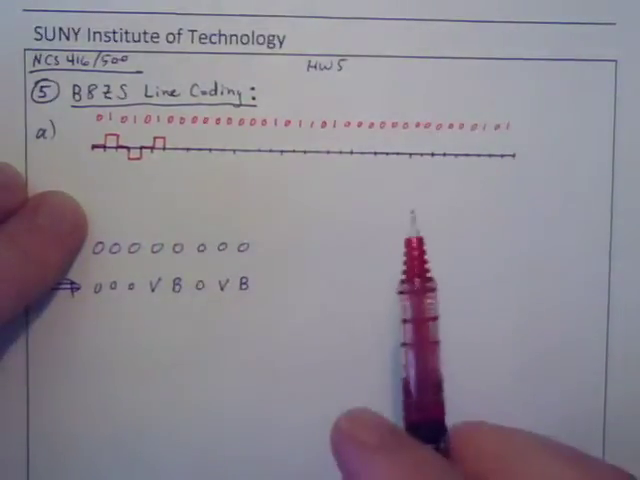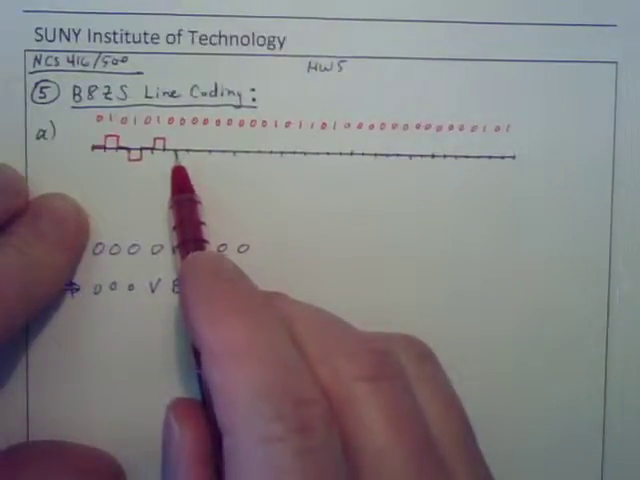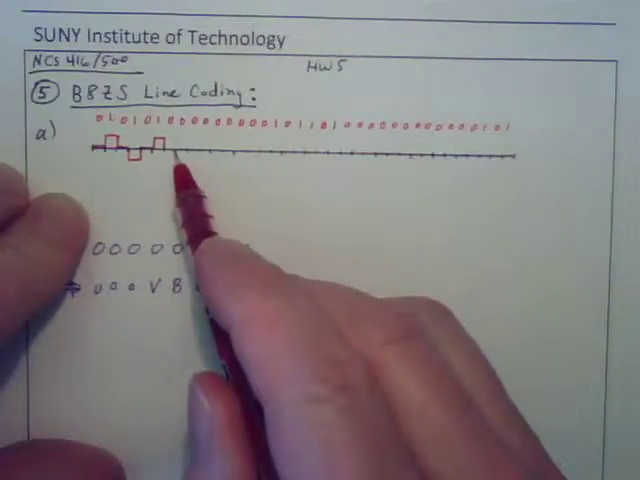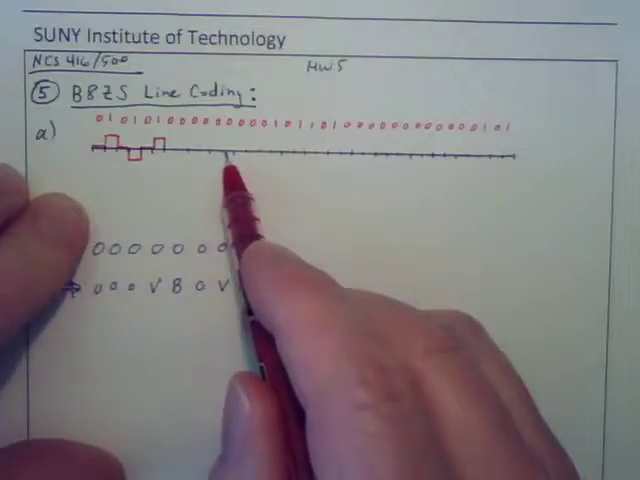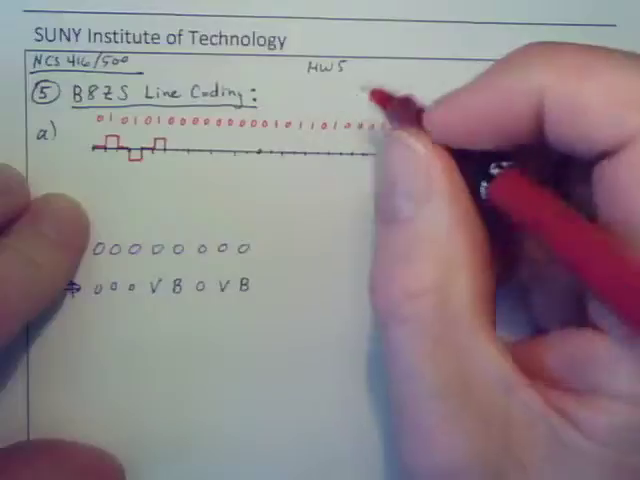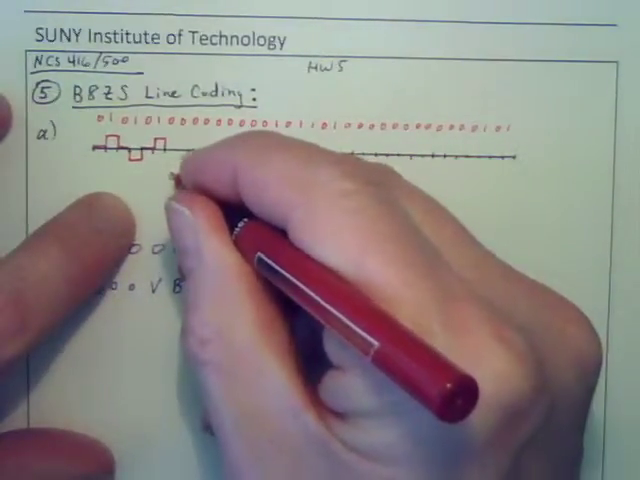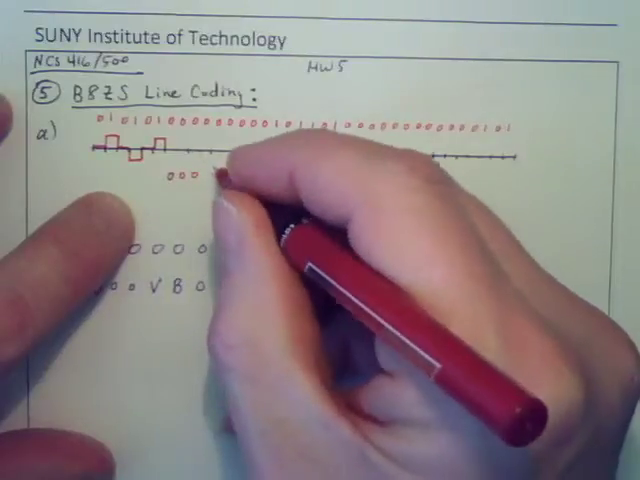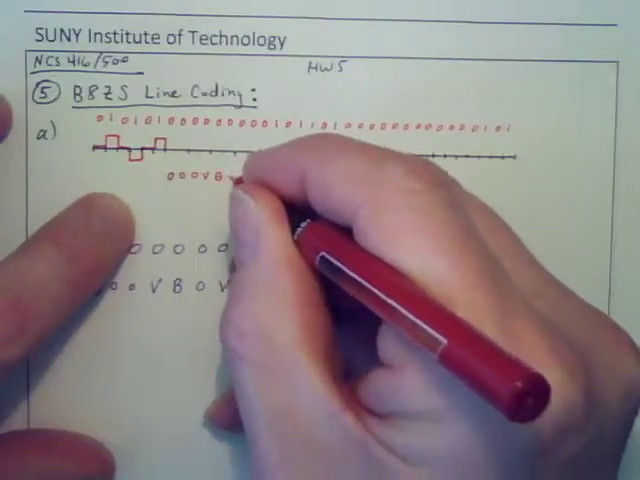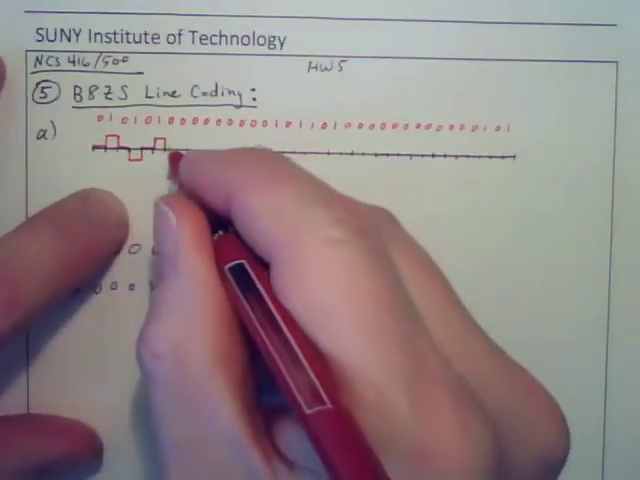And now I'm going to have 8 zeros in a row. And 8 zeros in a row take me out to, I have more than that here, but I'm going to go 1, 2, 3, 4, 5, 6, 7, 8. And it's going to take me out to this spot. And I'm going to go ahead and write in that I'm going to have a 0, 0, 0, V, B, 0, V, B here.